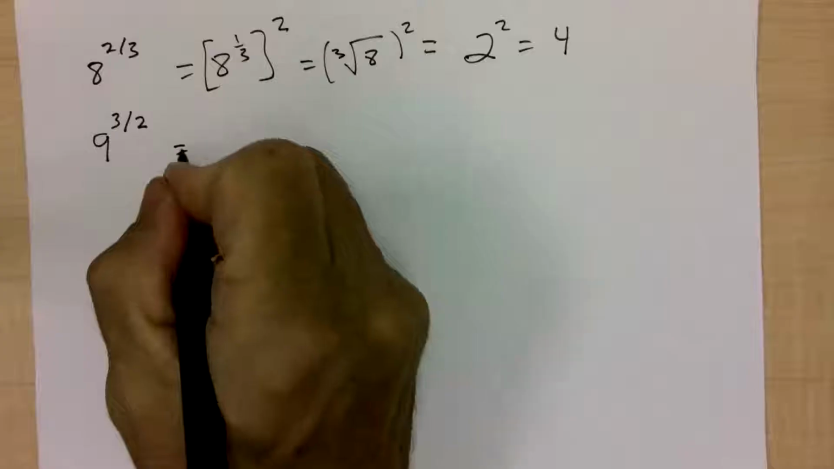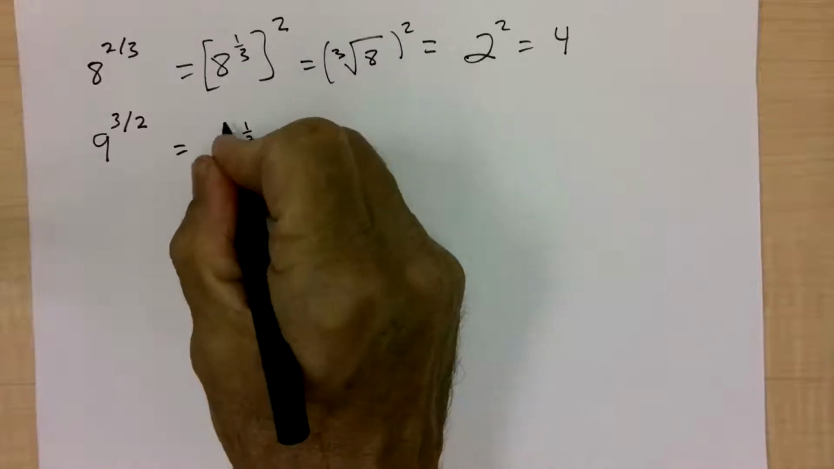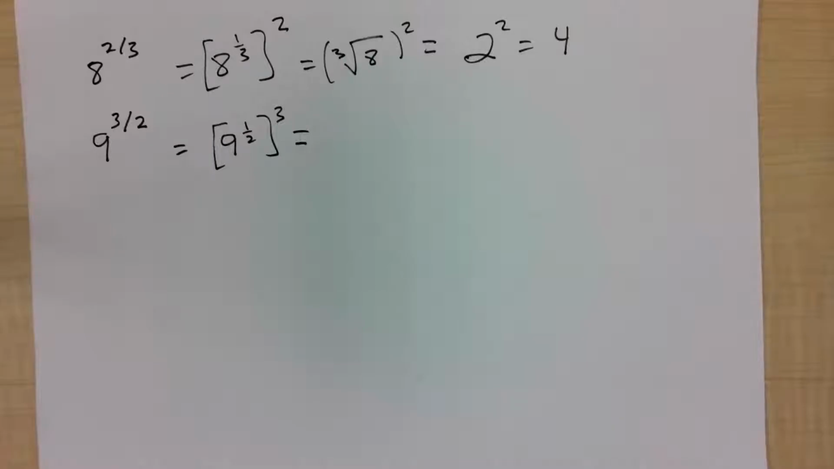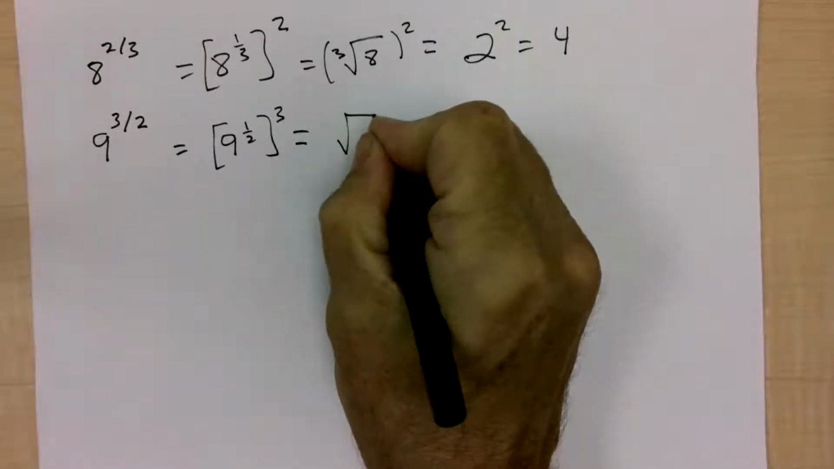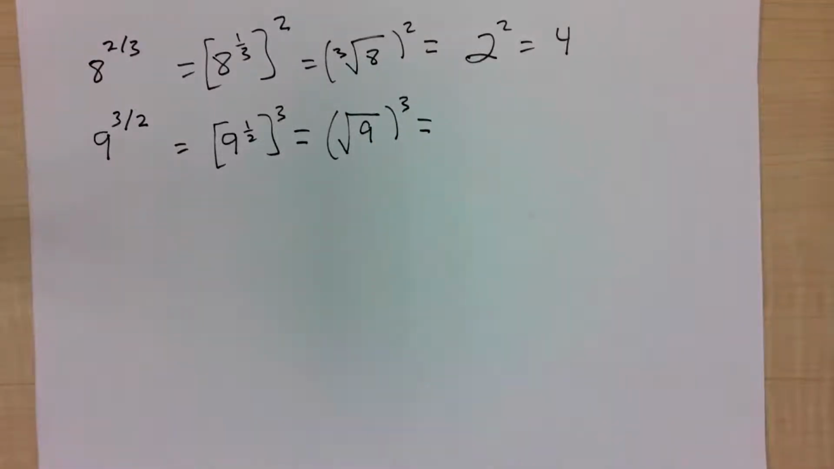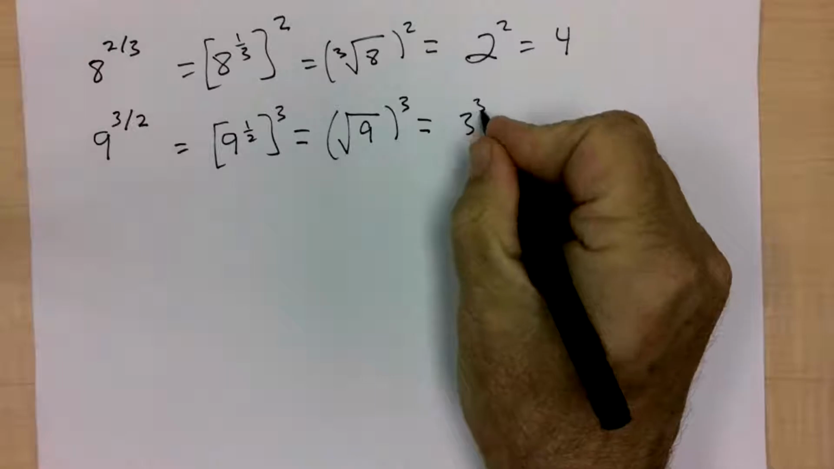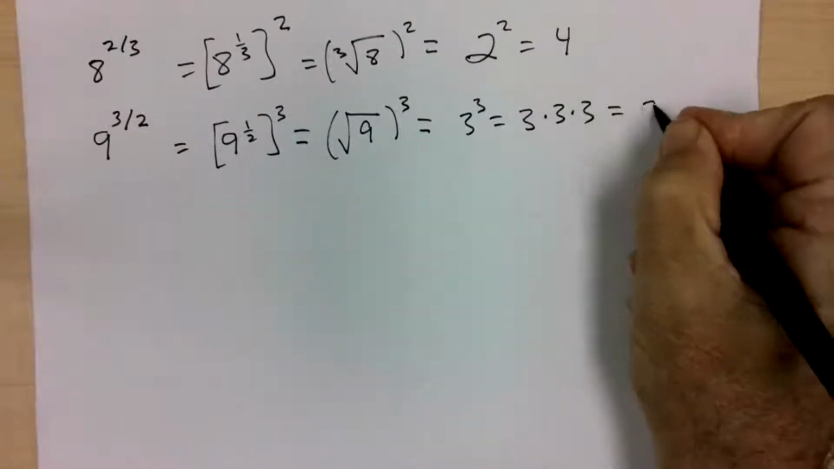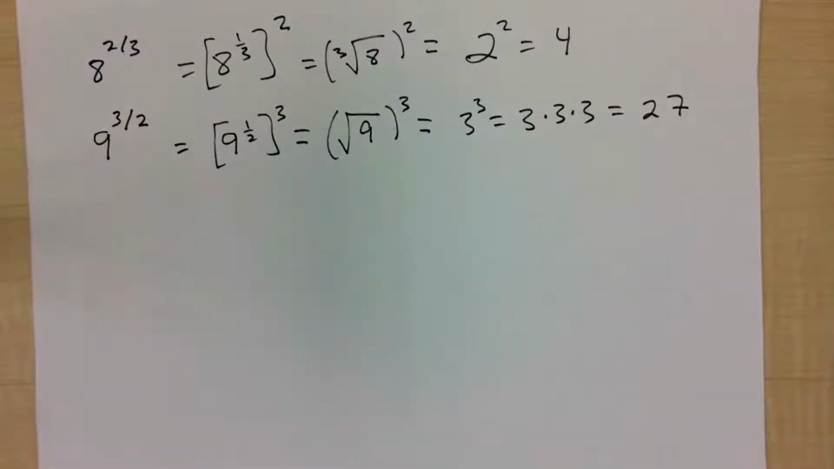What if I had 9 to the 3/2 power? So this would mean 9 to the 1/2 power, all raised to the 3rd power. But what does 9 to the 1/2 power mean? That means the square root of 9 raised to the 3rd power. Square root of 9 is 3, since 3 times 3 is 9. 3 to the 3rd power is, of course, 3 times 3 times 3, which is 27. But we could also have negative exponents.